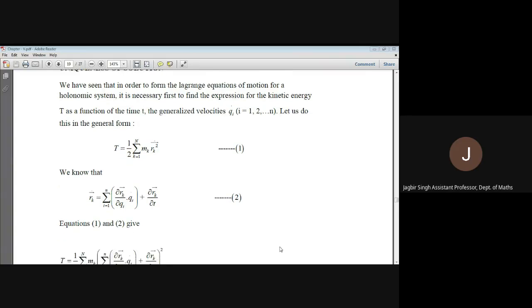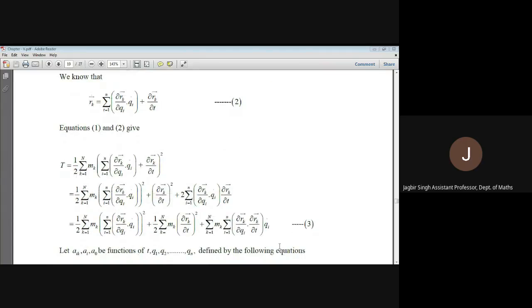What we will obtain? T will be half summation k from 1 to n, mk, summation i from 1 to n, curly rk by curly qi, qi dot, plus curly rk by curly t, whole square. Now treat these terms like (a plus b) squared, so it will be a square plus b square plus 2ab. So the next line is half summation k from 1 to n, mk, and the expression obtained is a square plus b square plus 2ab.